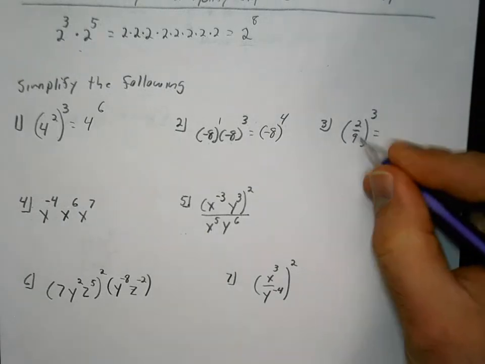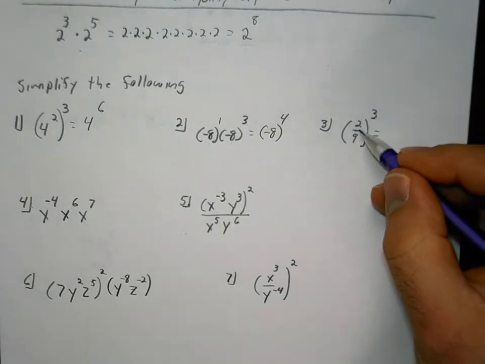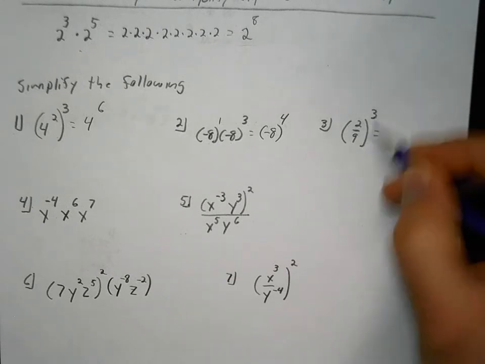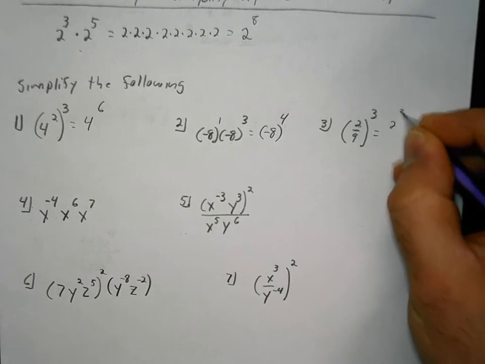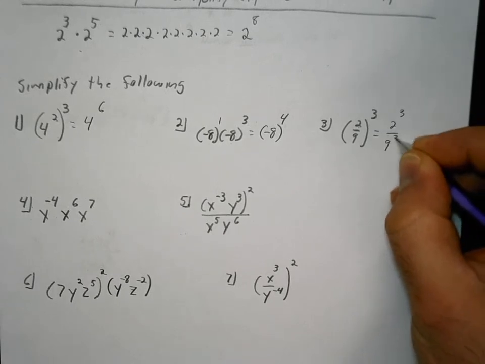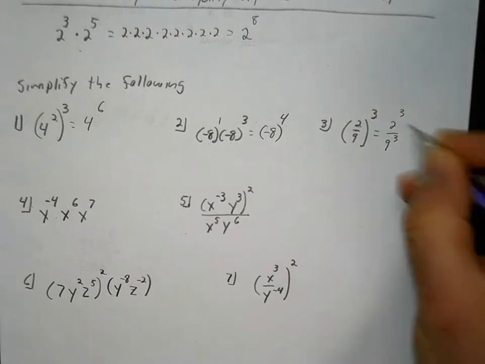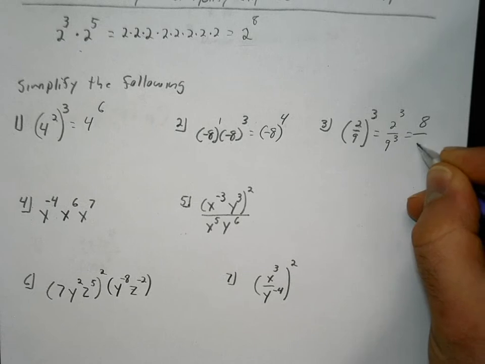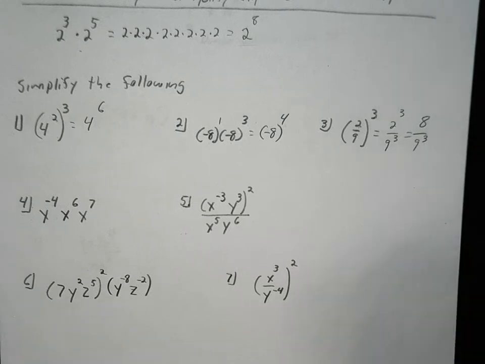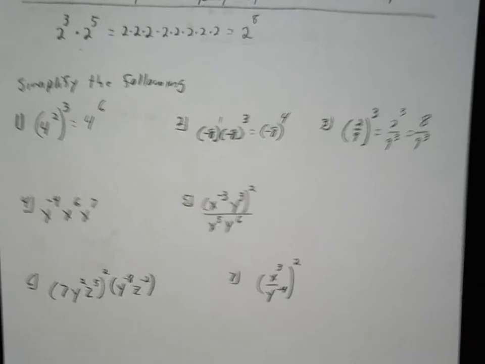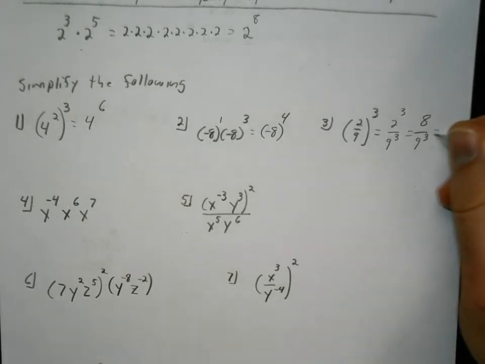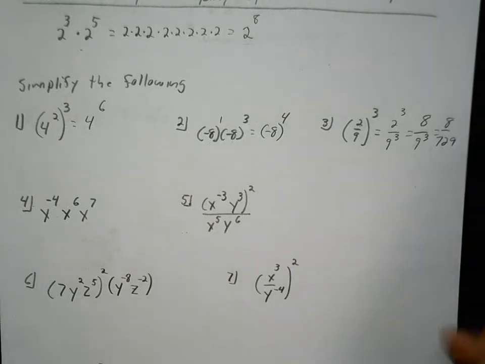Okay. Number 3, power of a quotient. We have a quotient to a power, so we take the numerator to that power and the denominator to that power. Now this, I know what that is. That's 8 over 9 cubed. I'm just going to leave it as 9 cubed. With a calculator, you could calculate that out. It's actually 729, so you could actually write 8 over 729.